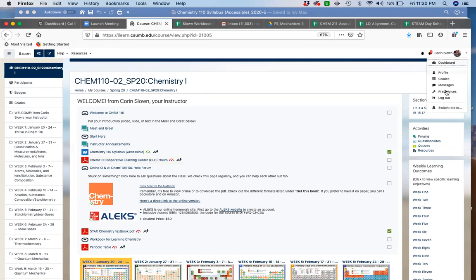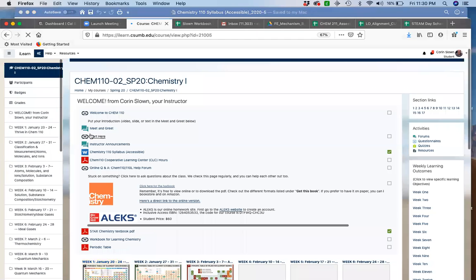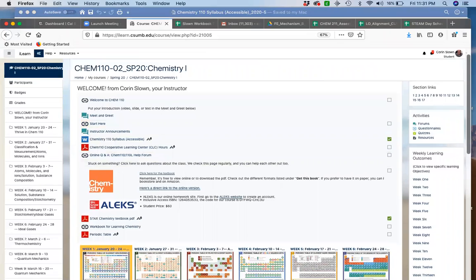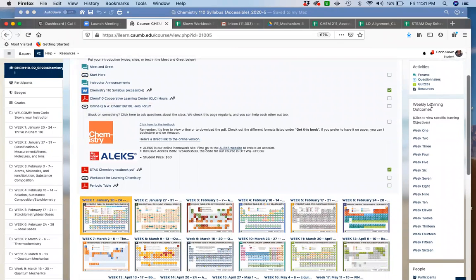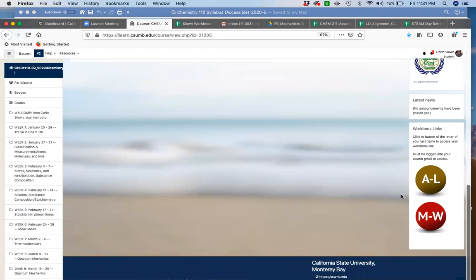So I'm going to switch to student role just so you can see what it looks like from your vantage point. So if you scroll down, there are 2 resources that I want you to check out. The first is your weekly learning outcomes. Those are super critical to your success. But we're going to focus today on these workbooks.